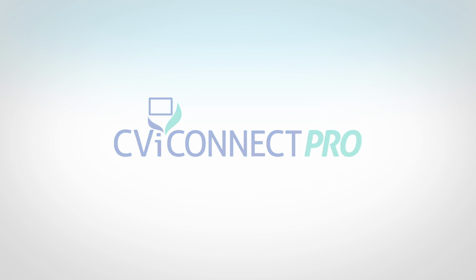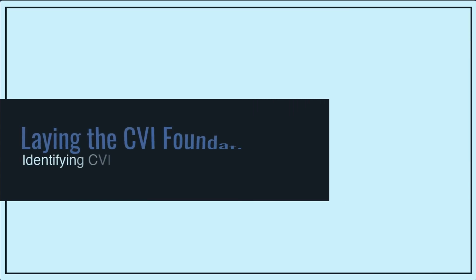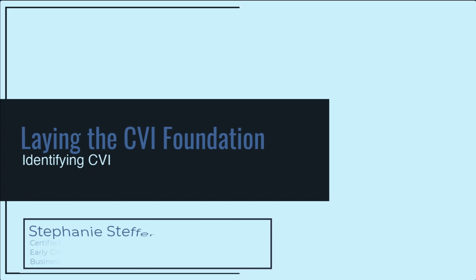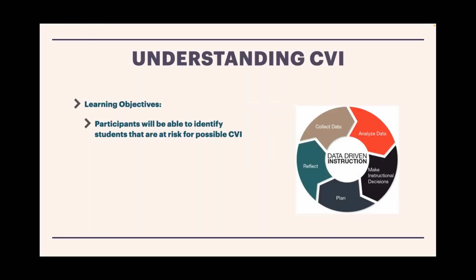This portion of CVI training for effective teaching of students with visual impairments is laying the CVI foundation, identifying children with CVI. I am Stephanie Steffer. At the completion of this session, each participant should be able to identify students that are at risk for possible CVI.